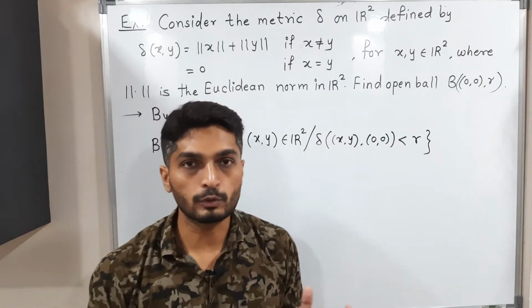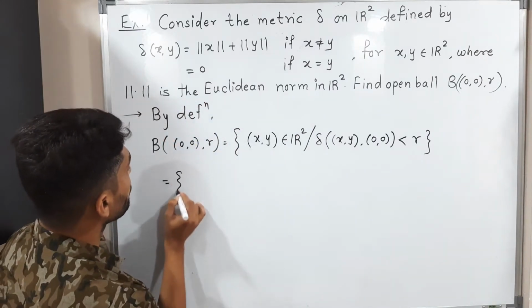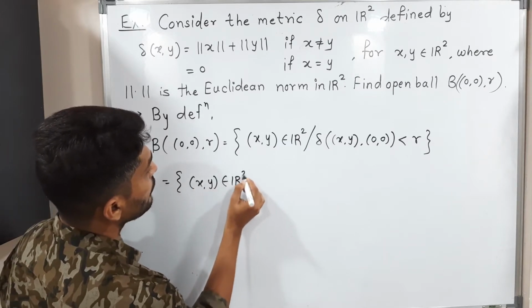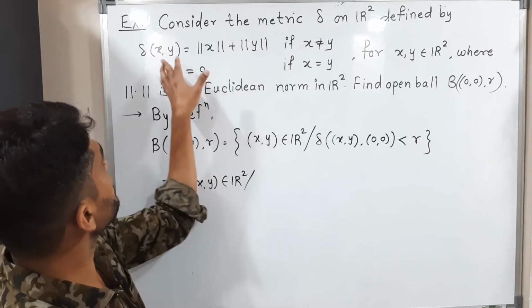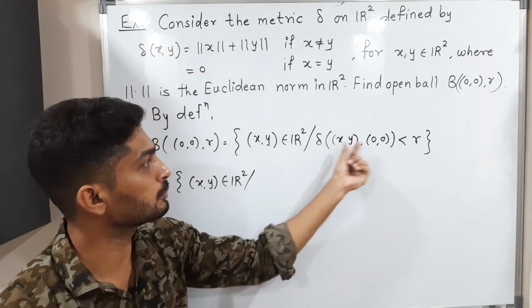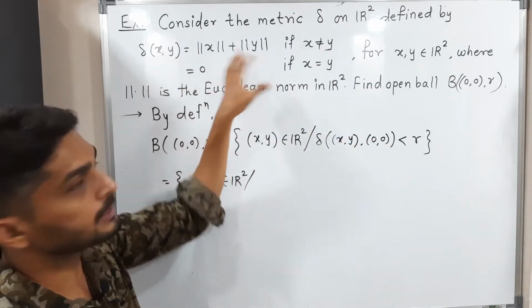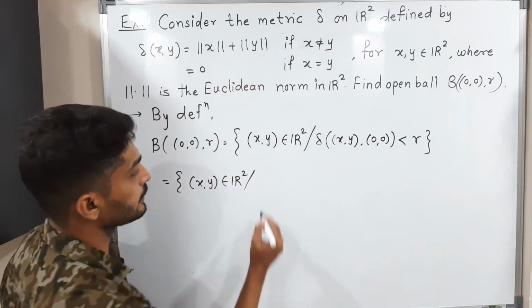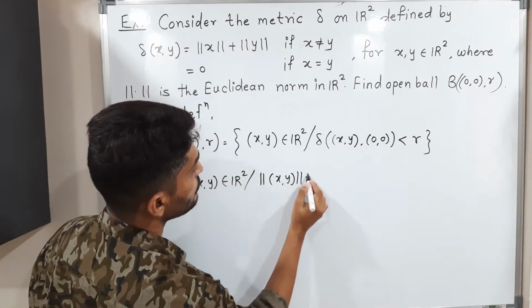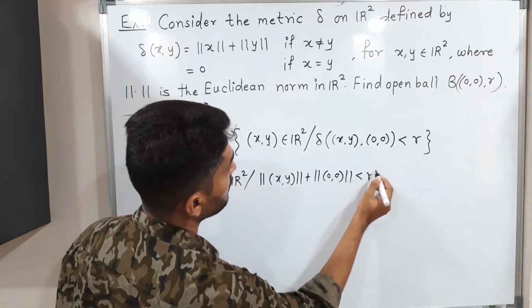So simply I used the definition and I wrote this one. So this is equal to, let us continue, (x, y) belongs to R2. The definition of delta says x and y, so this is our x and this is our y, first point, second point. The definition says delta of (x, y) is equal to norm x plus norm y. So let us follow the definition. That means norm of (x, y) plus norm of (0, 0) less than R.